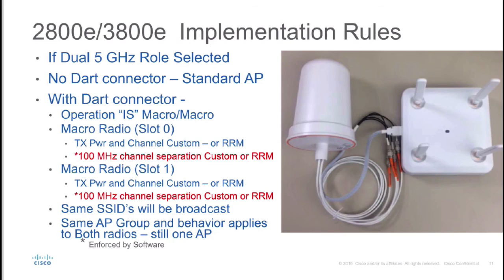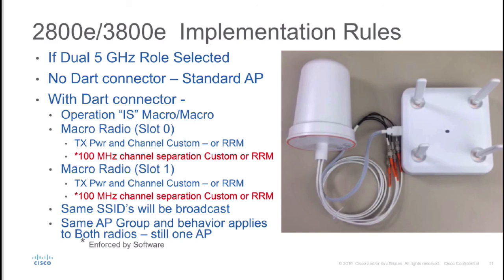This really talks about the differences between the I model and the E model and the sameness. The I model is intended for macro operation, right? Macro radio is slot 0, same limitations as the I model. TX power and channel are custom for RRM. 100 megahertz channel separation is enforced by software.